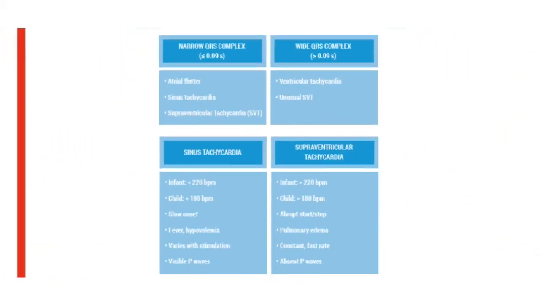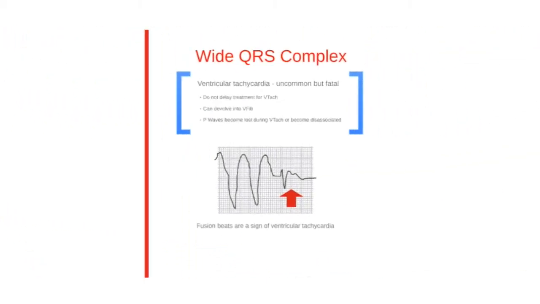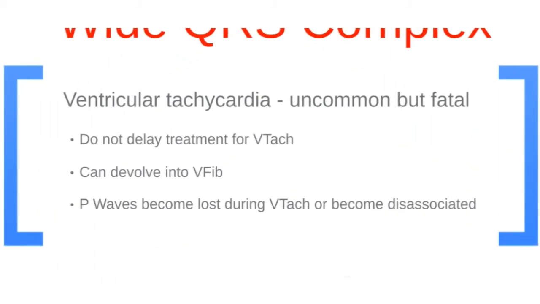This chart differentiates narrow QRS complex, wide QRS complex, sinus tachycardia, and supraventricular tachycardia. Now let's talk about wide QRS complex. Ventricular tachycardia is uncommon in children and usually fatal.